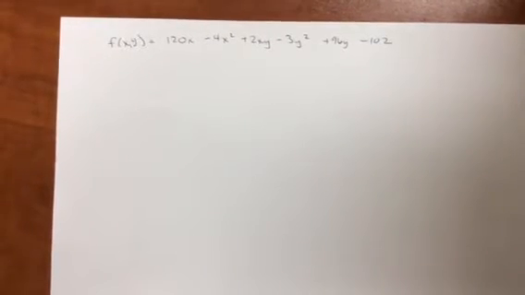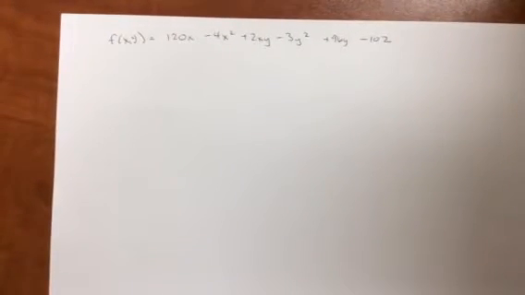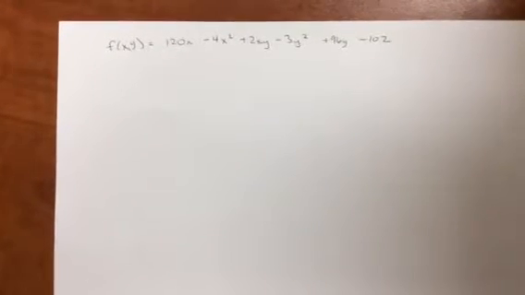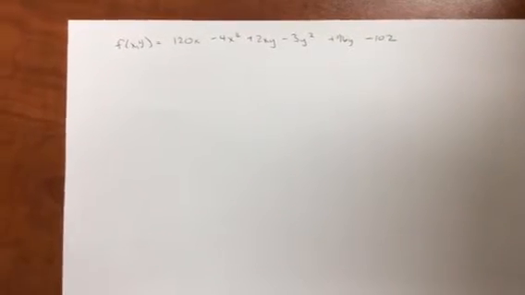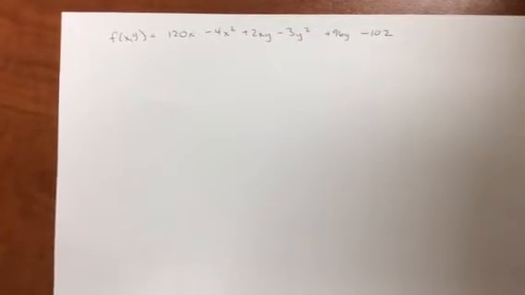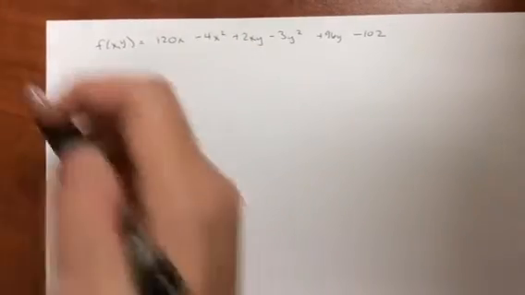All right, so we're going to continue our conversation on optimizing a multivariate function. Here's our example: f(x,y) = 120x - 4x² + 2xy - 3y² + 96y - 102. Well, let's go ahead and optimize this function.